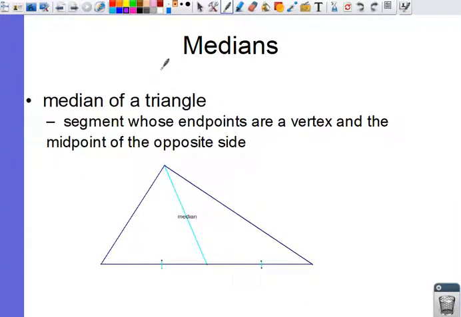Alright, new vocab term, a median, kind of like the median in the road. The median goes from a vertex to the midpoint of the opposite side, so it's this blue segment right here. And we can draw one for each side. Okay?